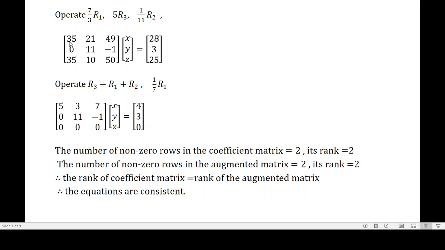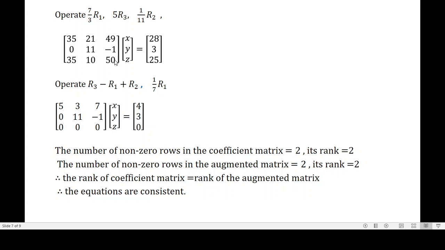Okay. Now look at the elements. We have 35 here, so 35 is there. So the next row operation is R3 minus R1 plus R2. So that is, this element is 0, right? Then R3 minus R2: 21 minus 10, that is 11. 10 minus 21 is minus 11. Minus 11 plus 11 is equal to 0. 50 minus 49 is equal to 1.